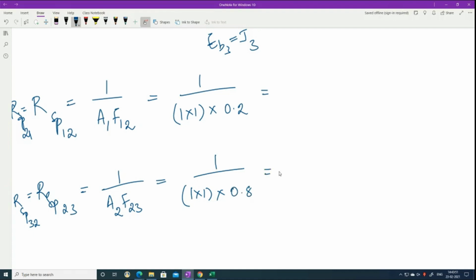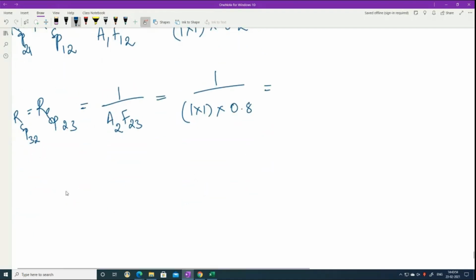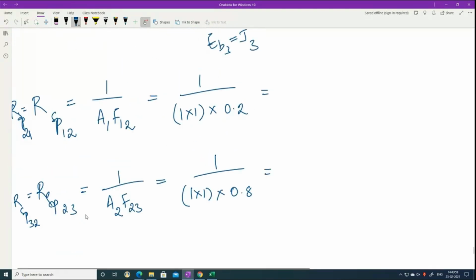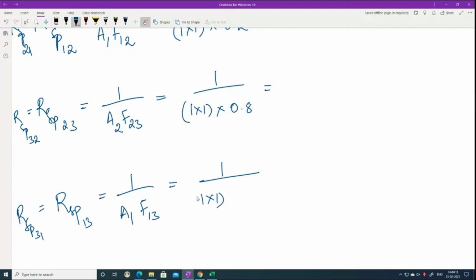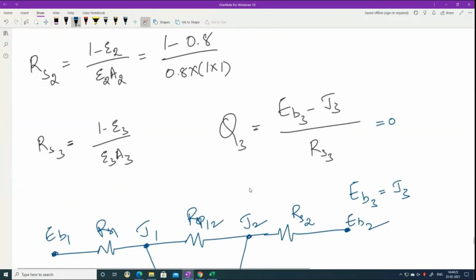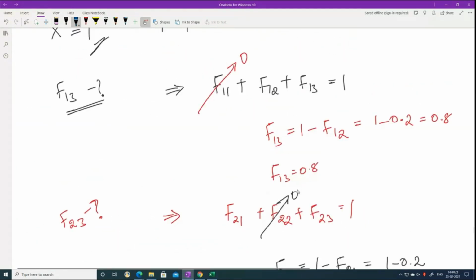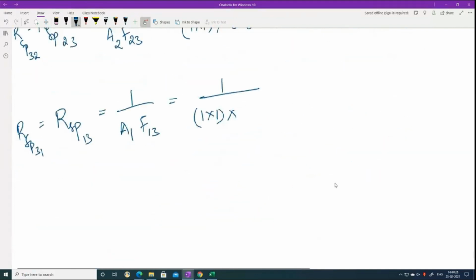Good. Is there another space resistance? There is 1 3, so R31, the space resistance 31, both you can get. 1/1 into F13. Tell me. Did we calculate the F13 value just now? 0.8.